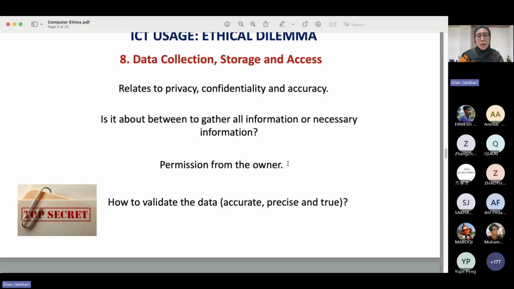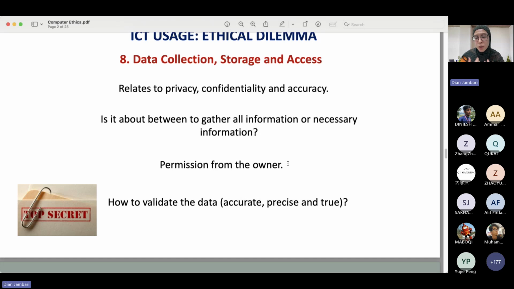And as per that example, whatever we do with the information, whether we collect, store, or access it, the dilemma is that we must make sure that the source or owner of that information gives us the permission to collect, to store, and to access. But sometimes we accidentally did not ask for the permission.